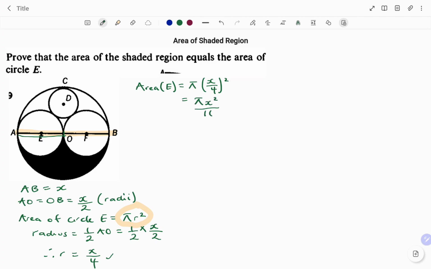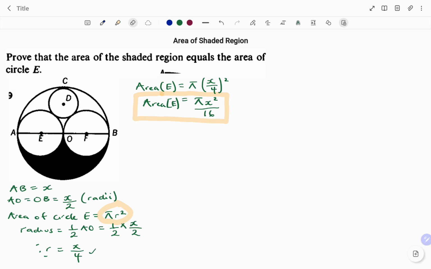over 16. What I've done is applying the exponential law: if I have a over b all to the power of c, it is the same as a to the power of c over b to the power of c. So x over 4 all squared is the same as x squared over 4 squared, which is x squared over 16. So we've been able to find the area of circle E to be pi x squared over 16.